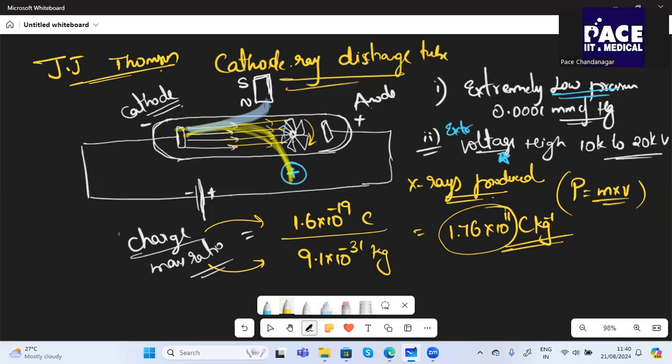Here, m is the mass of the electron and e is the magnitude of the charge. The e by m ratio of the electron was found to be the same irrespective of the nature of the cathode, whichever cathode is producing these beams of electrons. That is indicated by the charge by mass ratio, right? So this is about the discovery of electrons. Now let us move on to the discovery of protons.